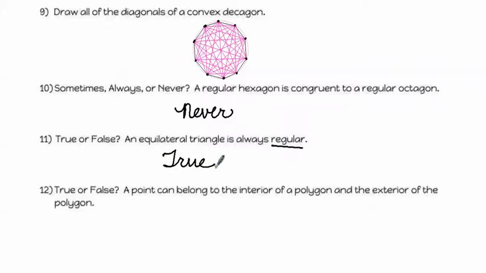And the last one, a point can belong to the interior of a polygon and the exterior of a polygon. And that would be false. You can't have a point that's both inside and outside a shape. That'd be like saying you have some city that's part of both the United States and Canada at the same time, but it doesn't lie on the border. Because notice it doesn't say on the shape, it says inside or outside. So false in that case.